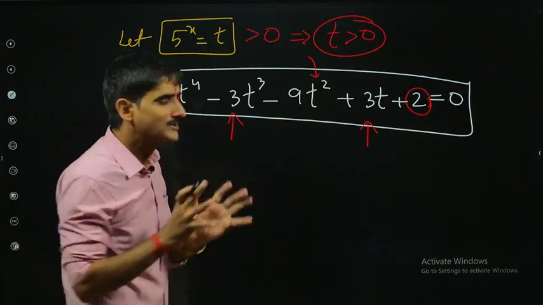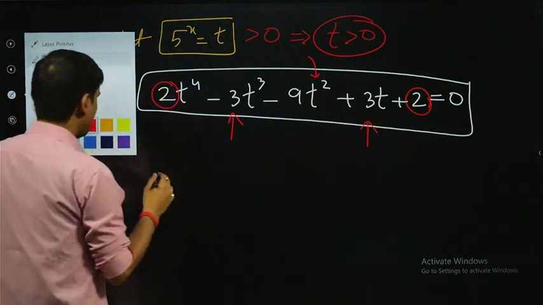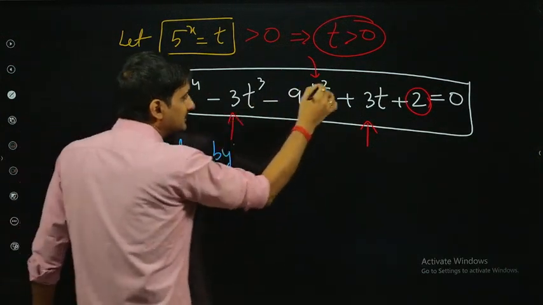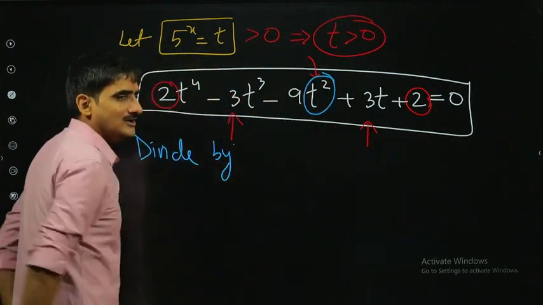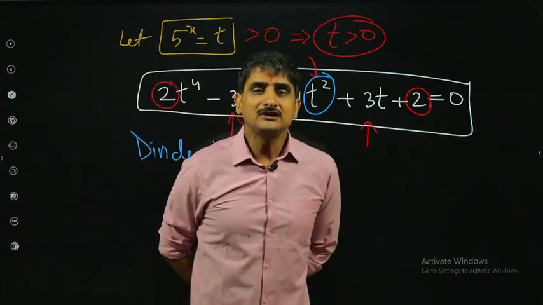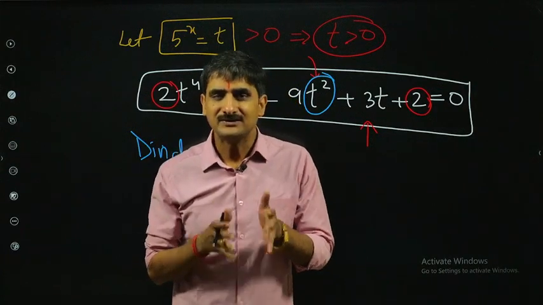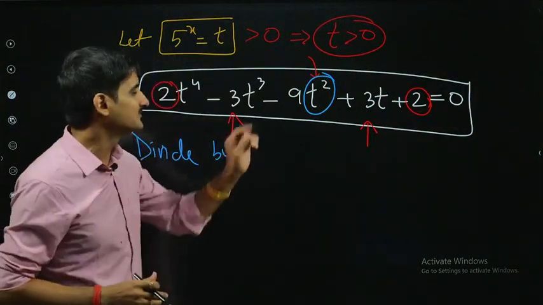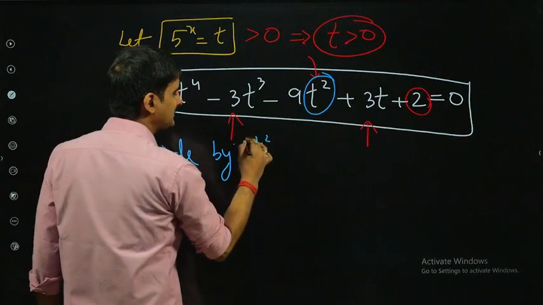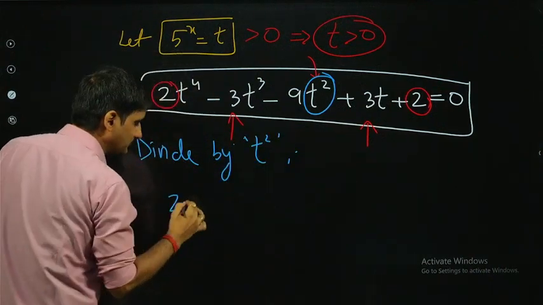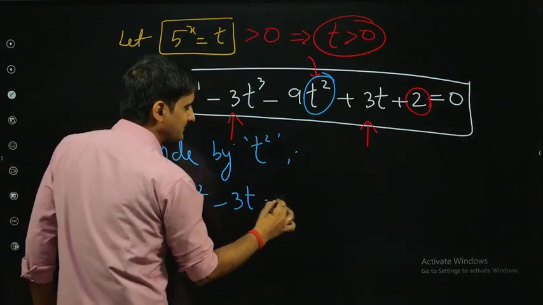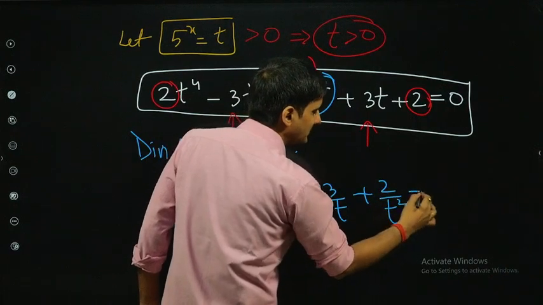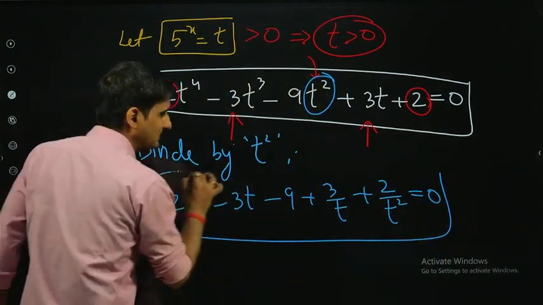If that happens, then the normal approach is to divide by the term having the degree of the middle term, so t square. So divide by t square. What do we get? We get 2 times t square minus 3t minus 9 plus 3 by t plus 2 by t square equal to 0. Now that's what we get here.